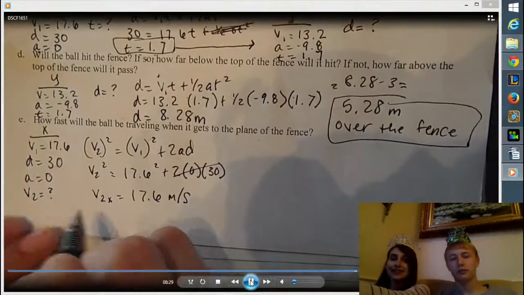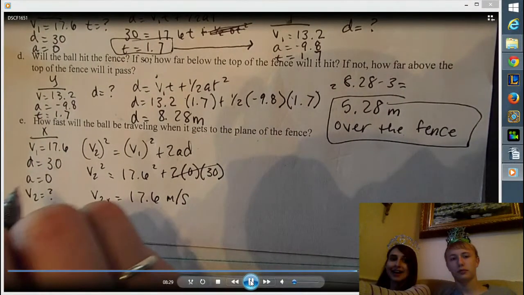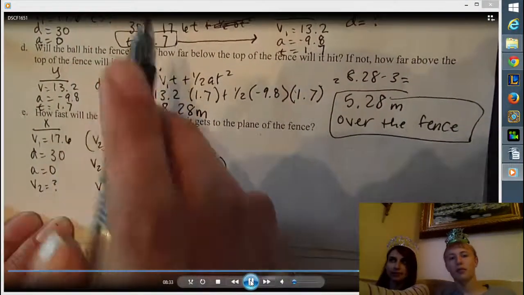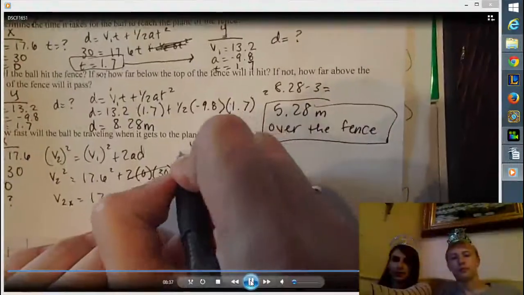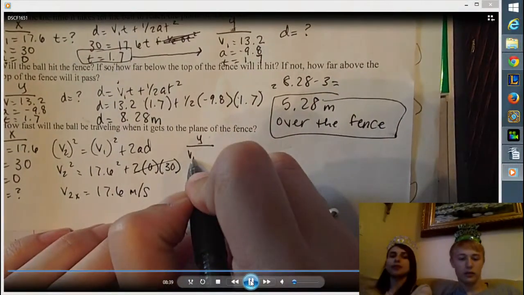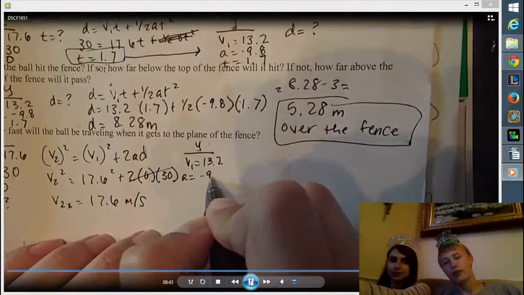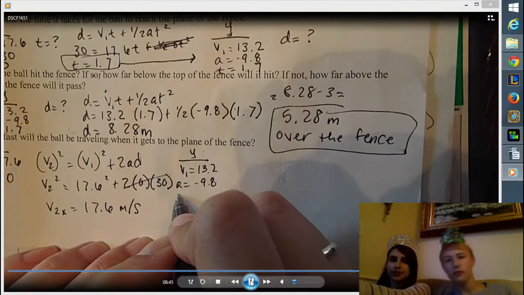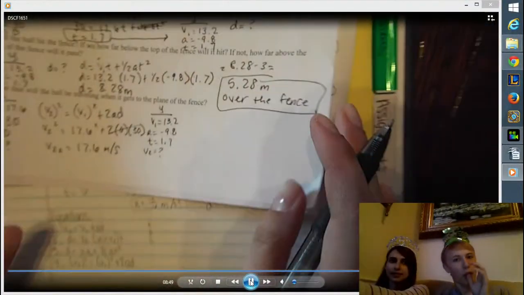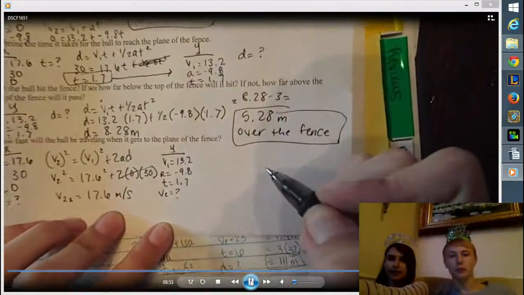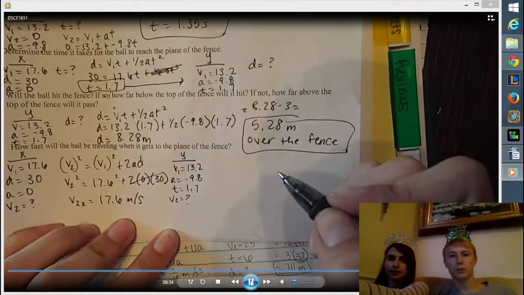Now that's just v2 in the x direction, and we need to know how fast the ball will be traveling. And so when the ball is traveling, it has both x and y velocities. So now we're going to do our y component. v1 equals 13.2, which is from the first equation. Acceleration of gravity is negative 9.8. Y will always be negative 9.8. T is 1.7 because that's what we got from the one before it, the time. And then v2 is the question mark again.